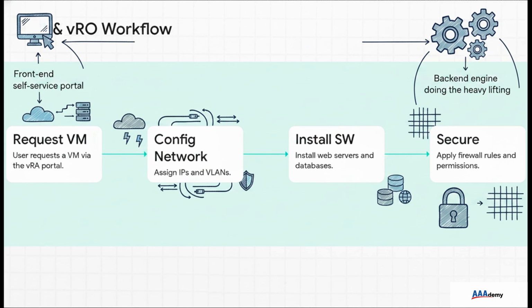But VRO is the back-end engine actually doing all the heavy lifting. It catches that request, provisions the VM, configures the network VLANs, installs the software, and locks it down with security rules. It literally turns a process that used to take days into something that finishes in minutes.